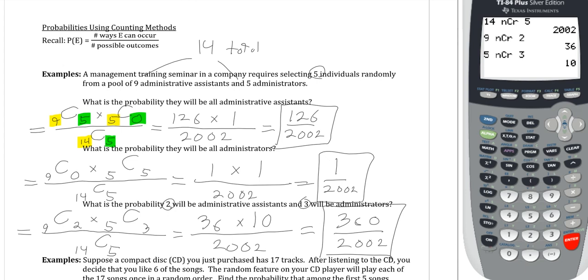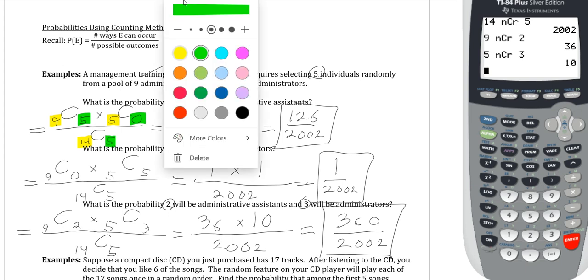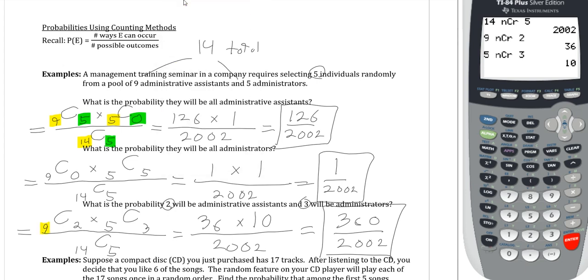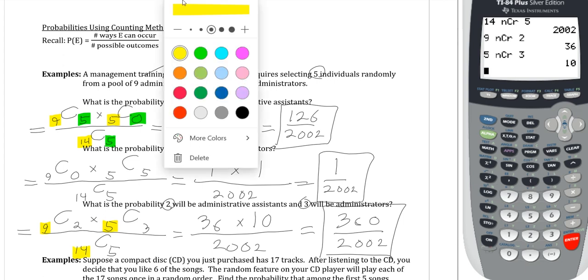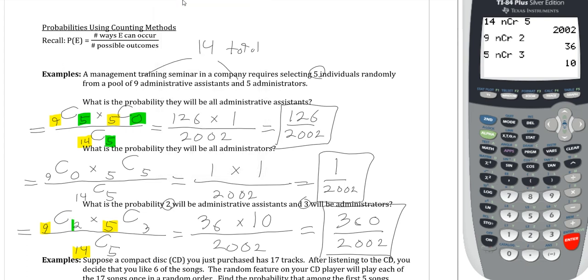We see that as well for the last problem we did. 9 and 5 adds up to 14, so all that checks out. And then for the second numbers, 2 and 3 adds up to 5. So there's always that connection that can help you make sure that you set up your combinations correctly.